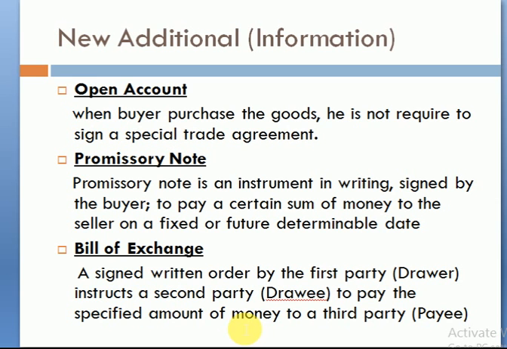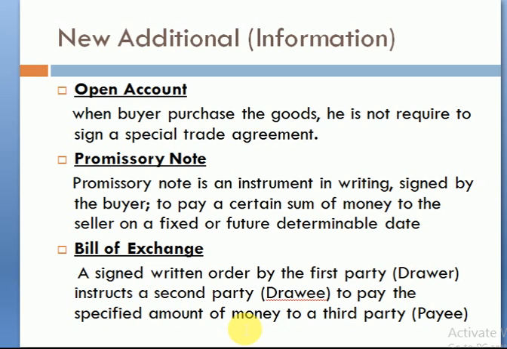These are some additional pieces of information, like what is an open account. This terminology is also used in the banks. When a buyer purchases goods and is not required to sign a special trade agreement, this type of transaction is called an open account agreement. Like I purchase goods from you people, but we do not make any trade agreement. So this transaction is called an open account transaction.